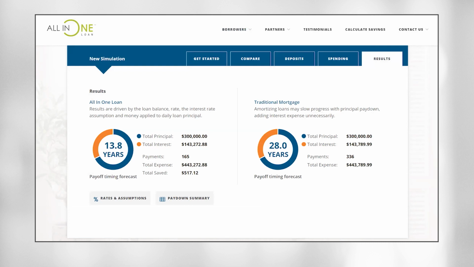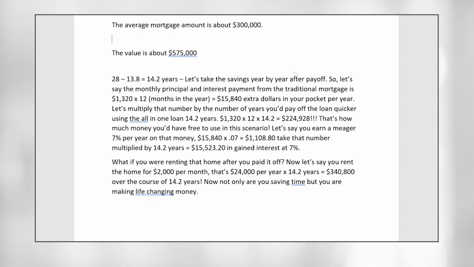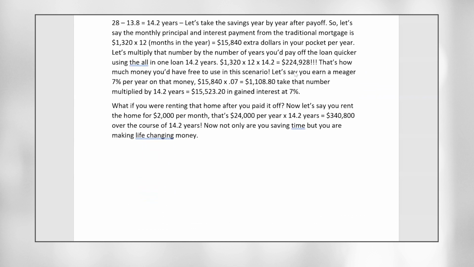And now I'm going to really get nerdy. So I just worked up some really quick numbers. Here we go. You should see this now. Got the median household income in Colorado, the average mortgage used, and the value. But if you remember, we're paying off the mortgage a lot quicker with the all-in-one loan. 28 years with the 30-year fixed versus 13.8 years with the all-in-one loan in the scenario. So that's a difference of 14.2 years.